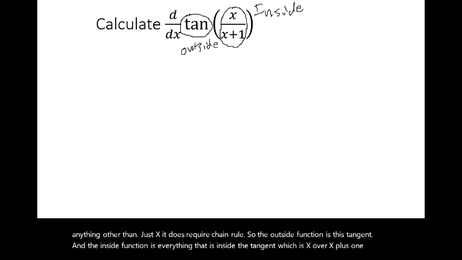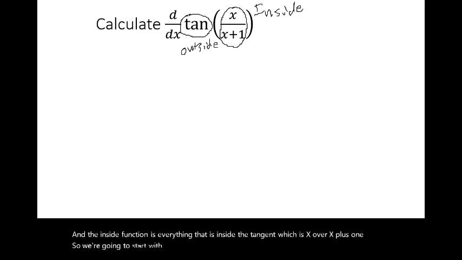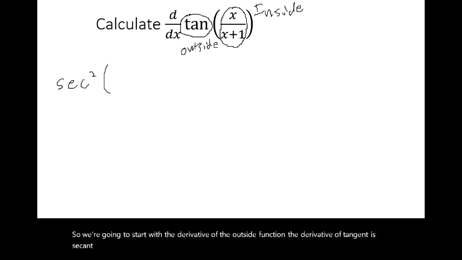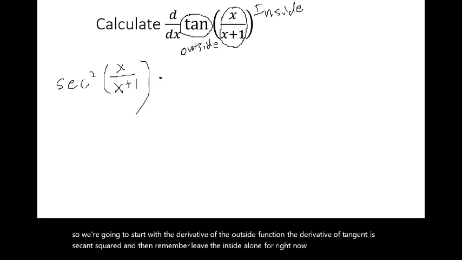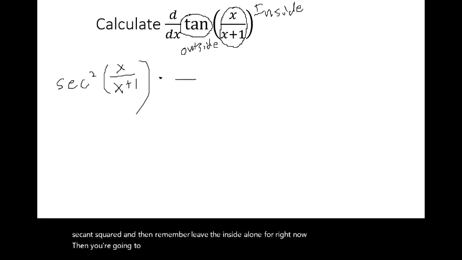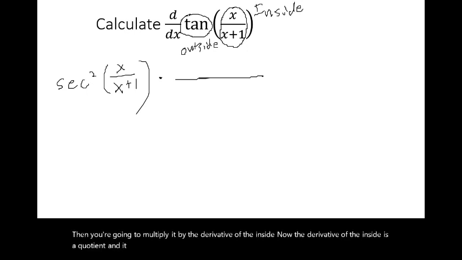So we're going to start with the derivative of the outside function. The derivative of tangent is secant squared. And then remember, leave the inside alone for right now. Then you're going to multiply it by the derivative of the inside. Now, the derivative of the inside is a quotient and it requires quotient rule. So you're going to use quotient rule just for the derivative of the inside.